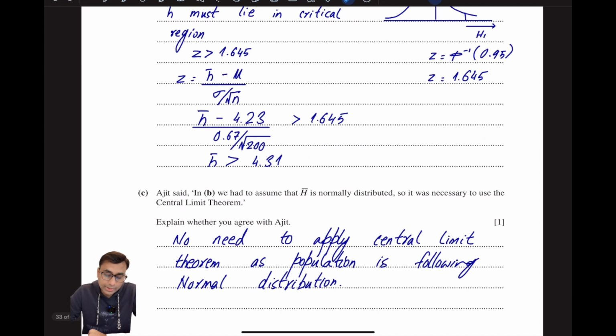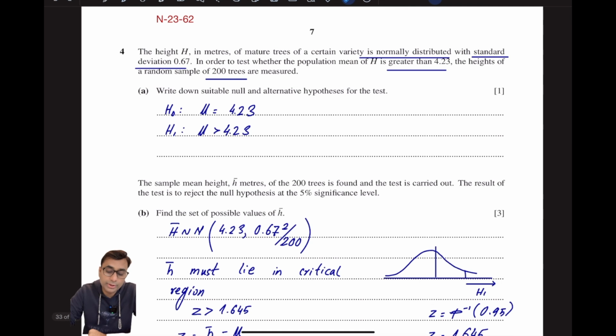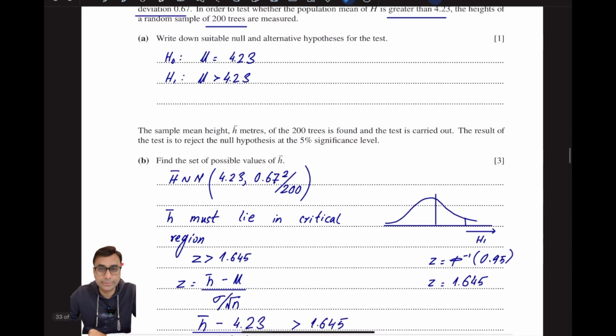In another part of the question it says, Ajit said, in B, we had to assume h bar is normally distributed, so it was necessary to use the central limit theorem. Explain whether you agree with Ajit or not. No, we do not need to apply the central limit theorem because it is already told that the population is following a normal distribution. So if population is normally distributed, that means that the sample mean must always follow normal distribution, and we don't need to apply the central limit theorem onto that.